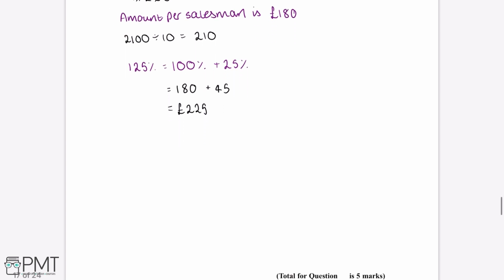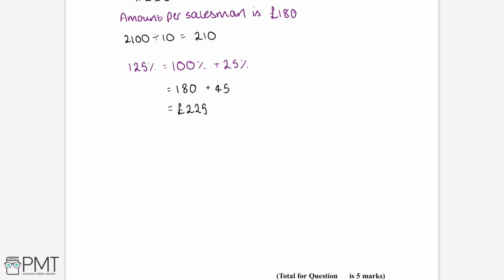Meaning because the amount of money they would get if they split the money evenly would be £210, and 25% more than 180 is £225, then each salesman would get less than 25% extra bonus. So therefore, each salesman would not get 25% extra if their bonus was split evenly between all 10 people.